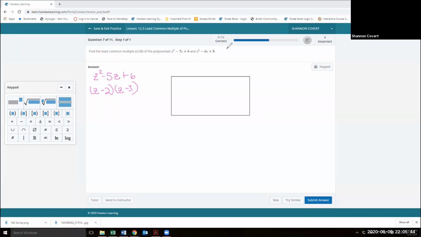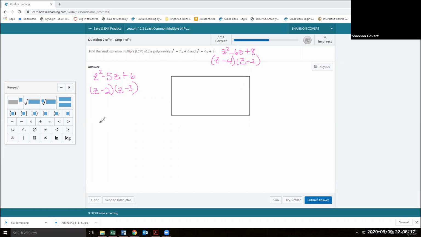And then if I factor the other trinomial, which is z squared minus 6z plus 8, I am looking for two factors of 8 that when I add them together give me a negative 6. So that will be a negative 4 and a negative 2. So z squared minus 6z plus 8 factors into z minus 4 times z minus 2.